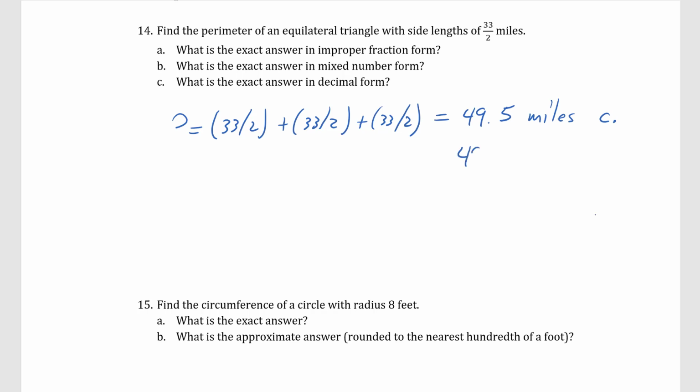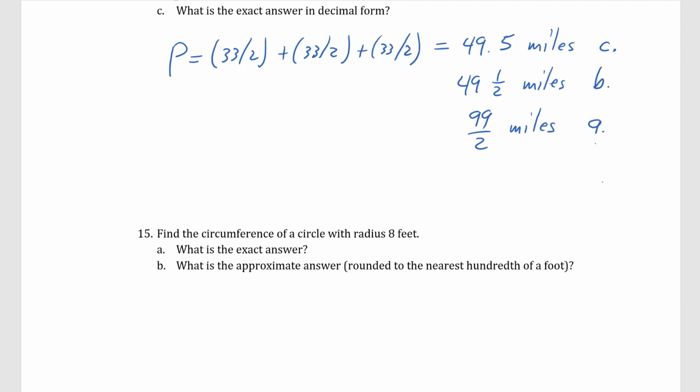In mixed number form, that's 49 1/2 miles. That would be answer B. As an improper fraction, that's 99/2 miles. That would be answer A. I don't know why some of those P's are getting weird like that.